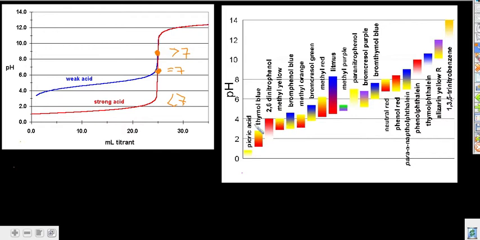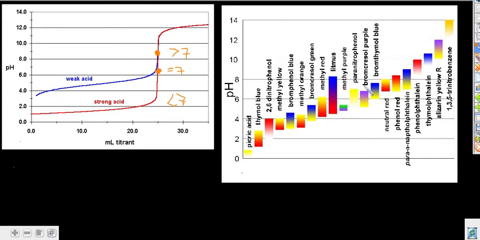So one of the things that comes up quite a bit when we're talking about acid-base titrations is indicators. So here's a graph of different indicators, and you can see that there's a huge range which spans the entire pH scale. So whatever pH you're looking for, you can find an indicator that you could put in your solution that will turn color at that particular pH.